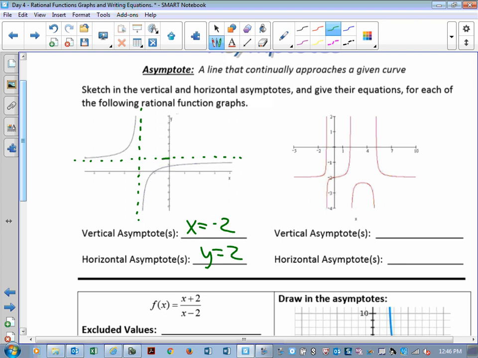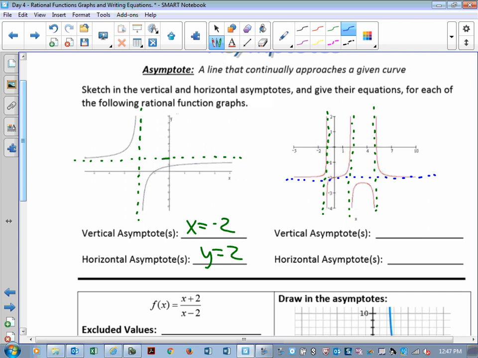Now, let's look at the other one here. Well, I can see a vertical asymptote here. I can see a vertical asymptote here. I can see a vertical asymptote here. Now, horizontal asymptote, well, I'm looking at my ends here and I'm thinking, well, that's a horizontal asymptote, but in the middle here, you see how you cross it? That's allowed. We can cross a horizontal asymptote, except at the ends.